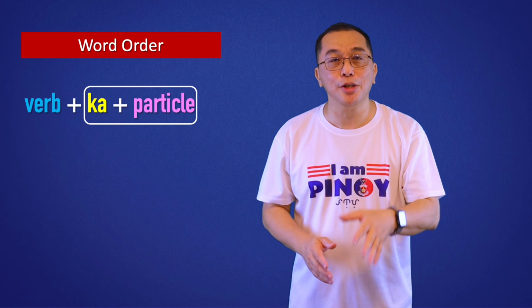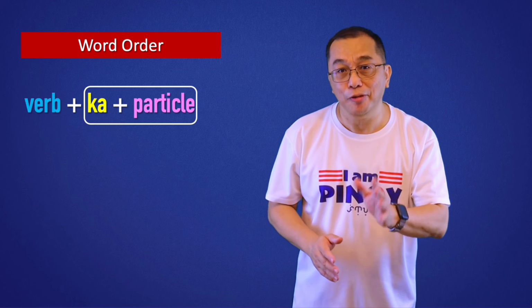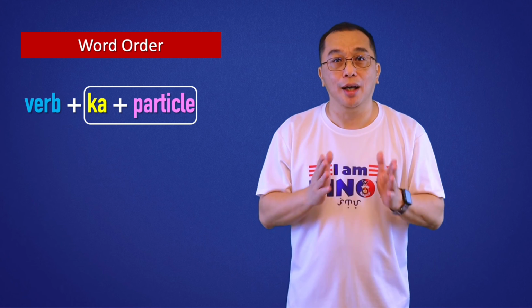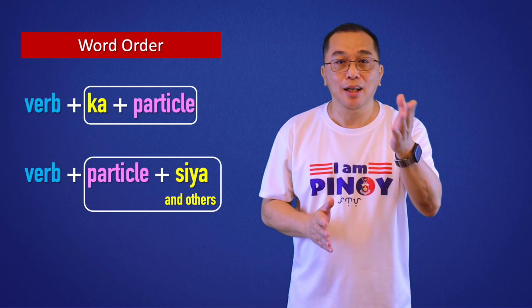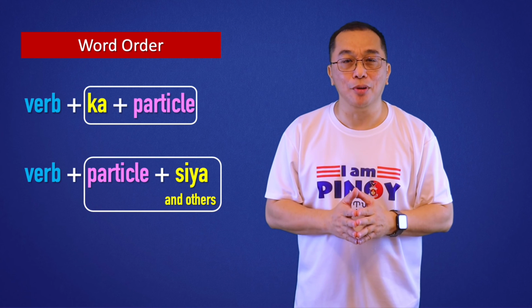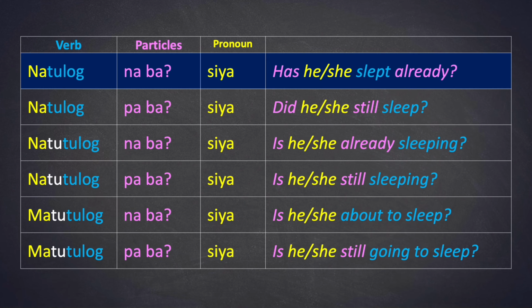Let me just point out that the word order with the second person pronoun ka is different with all the other pronouns like the third person siya, he or she. Here are some examples. Natulog na ba siya? Has he or she slept?